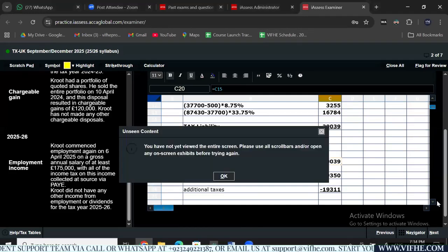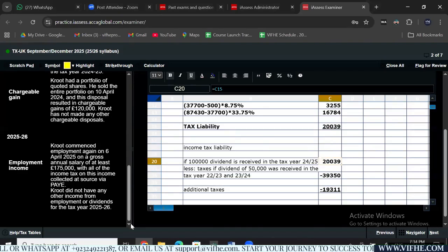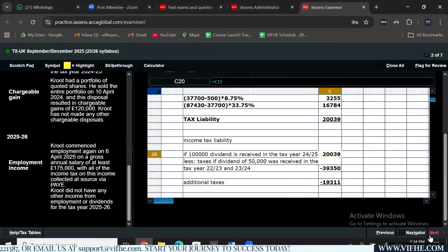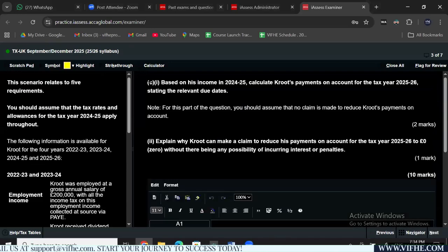Okay. Now there is another requirement related to the same question. Requirement C1 says that on his income in the tax year 24-25, calculate his payment on account for the tax year 25-26 and state the relevant due dates. And for this part of the question, you should assume that no claim is made to reduce his payments on account. This part is carrying 2 marks, and I'll come to the second sub-requirement as well.